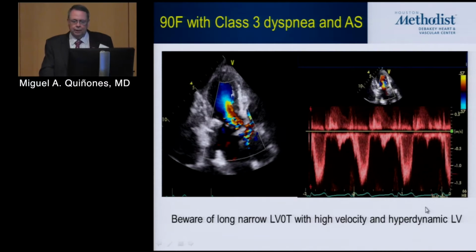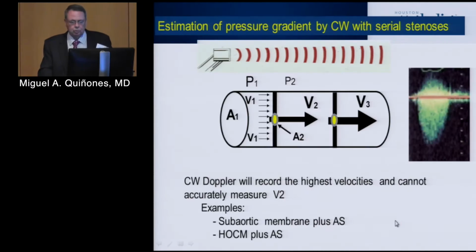Big chance for overestimation of gradients. This is what I showed you, and it is not that uncommon. This is less common: when you have two discrete stenoses close to each other, where in our environment it is either a membrane in the LVOT or hypertrophic cardiomyopathy.